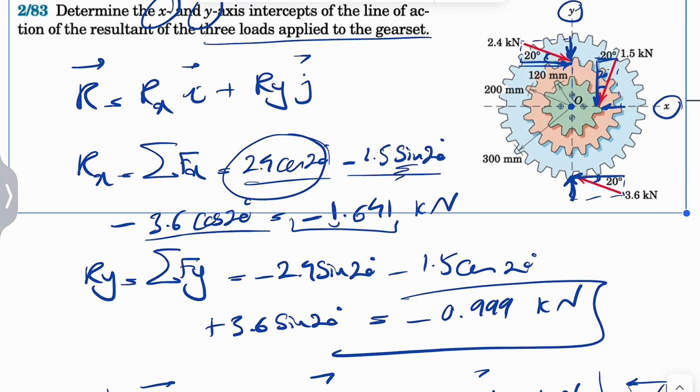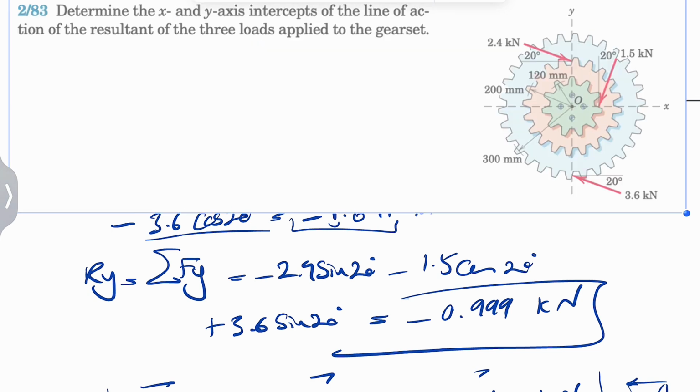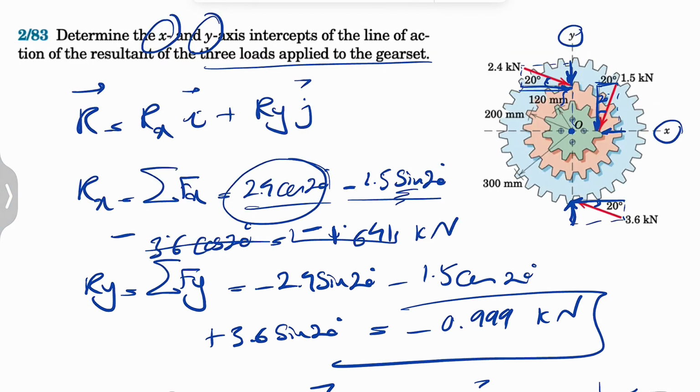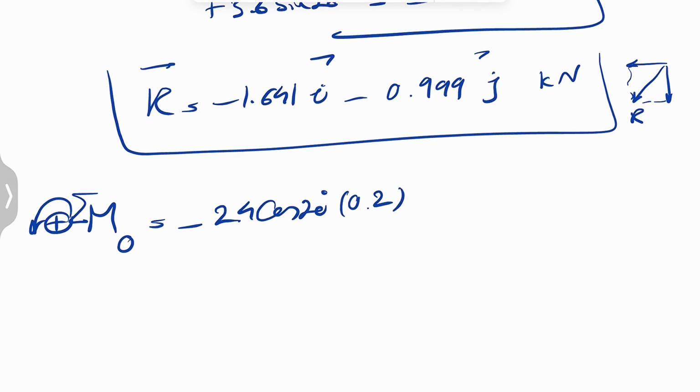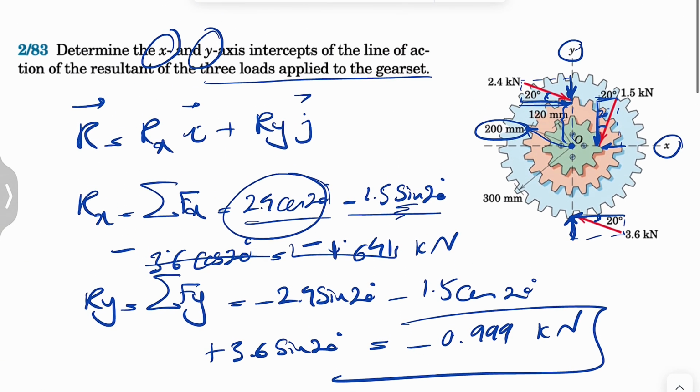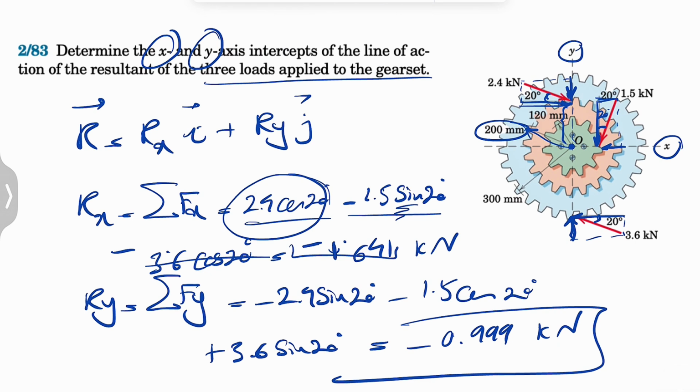That's our F. For the moment we need the distance vector, which is basically the distance from O to here, which we can see is 200. So it's this distance, which is this radius, so 200 millimeter. We can divide by 1000 to get it in meter. So that's everything for 2.4.